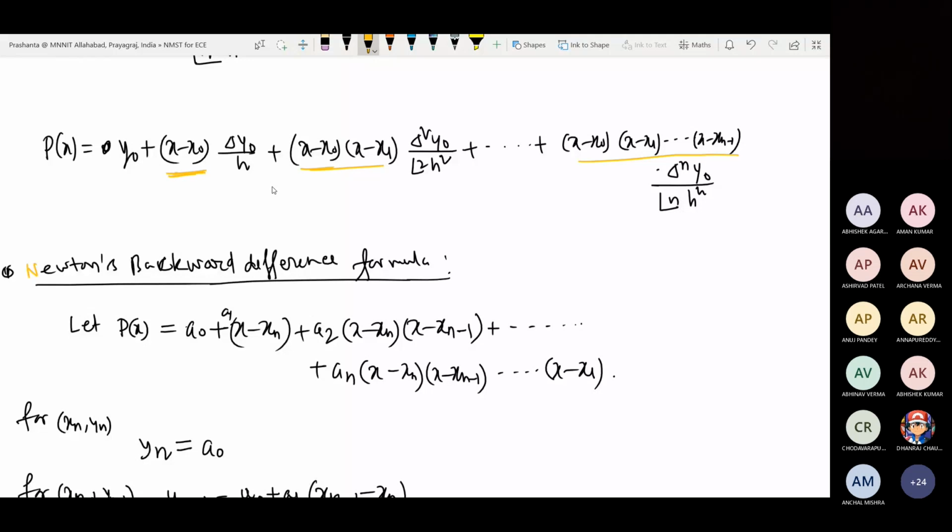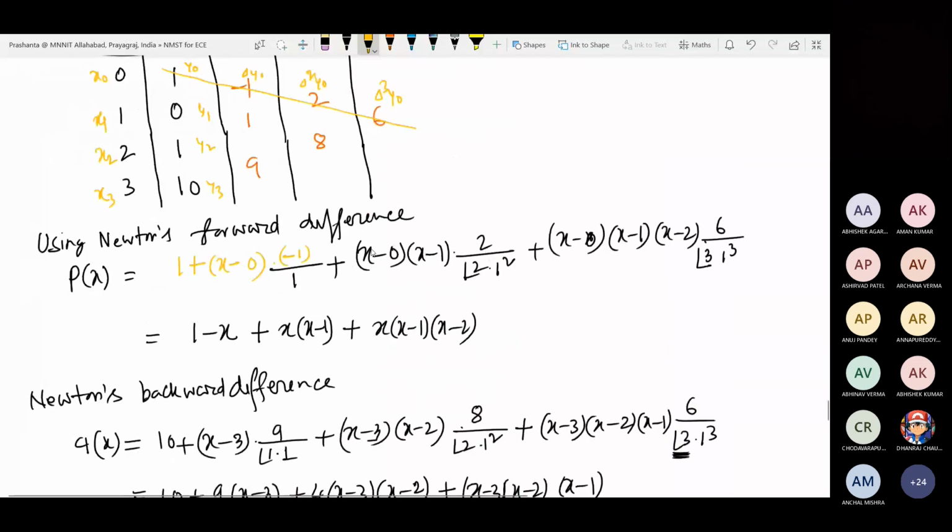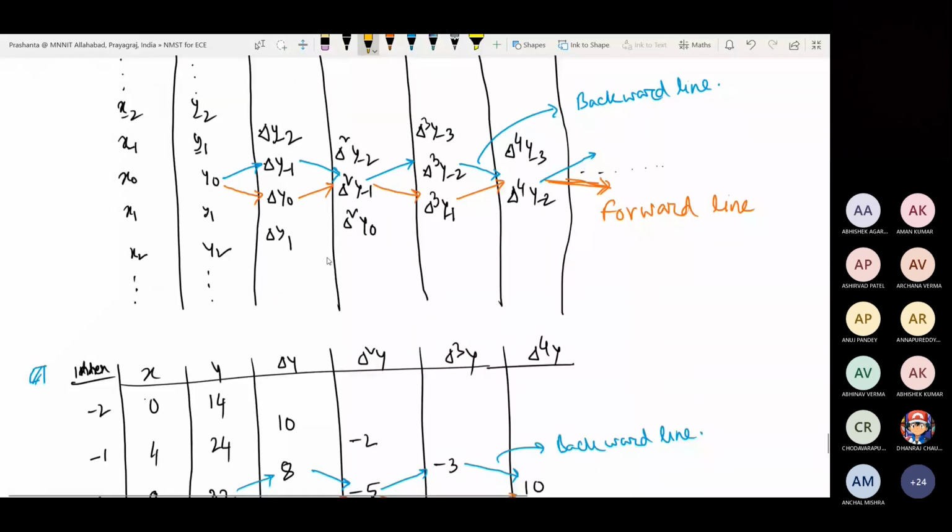Then what is the output? Output is the linear combination of the first forward diagonal. You see, elements along the first forward diagonal are y naught, delta y naught, del square y naught, up to del n y naught. So output is nothing but the linear combination of those. So in general, the output value at x naught will be a linear combination of the values along the forward line. Similarly, in Gauss backward formula, the output values will be the linear combination of the values along the backward line.